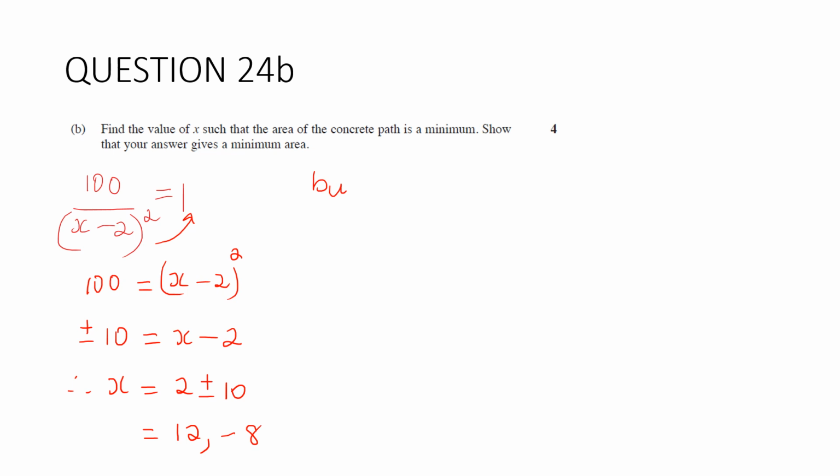But x cannot be negative because it's a length.